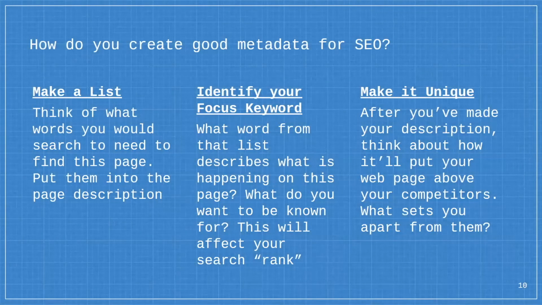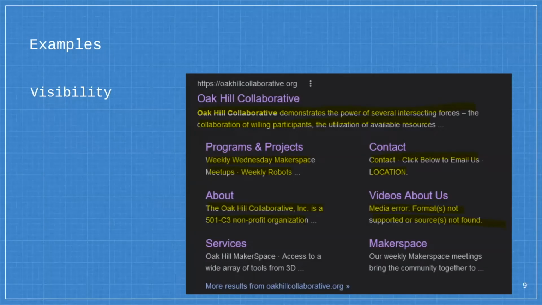All right. So when you're behind the scenes editing the metadata for your website and improving your search engine optimization, how do you know that you got good information? What do you include in your metadata description of the page so that it shows up like this? For example, the homepage's metadata description would have, Oak Hill Collaborative demonstrates the power of several intersecting forces, the collaboration of willing participants, the utilization of available resources, and it cuts off, but it changes based on what you search in combination with Oak Hill Collaborative. So if you're looking for local resources, Youngstown, I'm sure that this page will come up in some regard, thanks to the fact that available resources are some of the search terms that are included in the description.